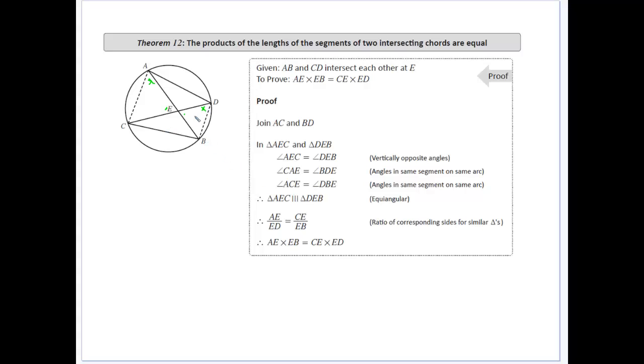Then you've got angle ACE and angle DBE, which are going to be the same, because they're subtended by the same arc AD, so they're going to be equal as well. We only needed two angles to prove that these two triangles are similar. Which means that AE on ED must be in the same ratio as CE on EB. If you cross multiply, we get AE times EB equals CE times ED. So there's your proof of that theorem: products of the lengths of segments of two intersecting chords are equal.